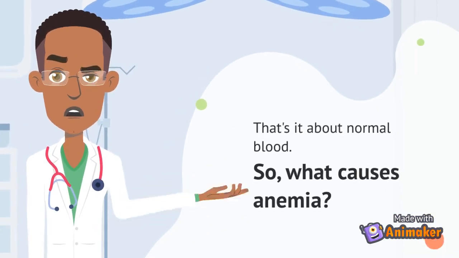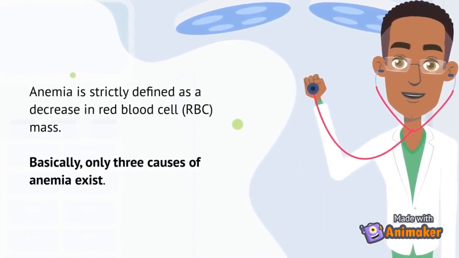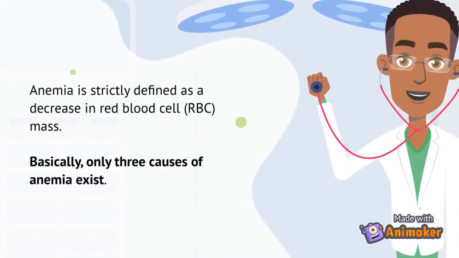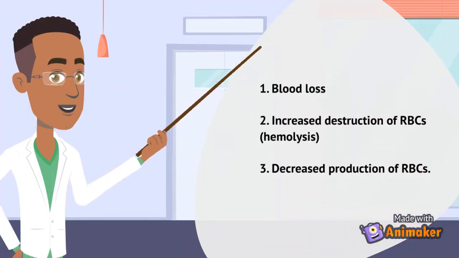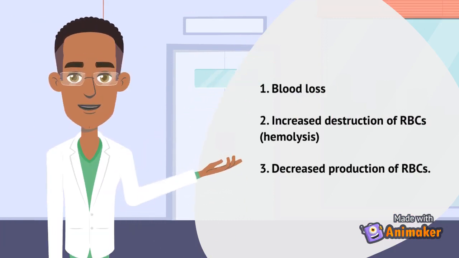So, what causes anemia? Anemia is strictly defined as a decrease in red blood cell mass. Basically, only 3 causes of anemia exist. The 3 causes include blood loss, increased destruction of RBCs, and lastly decreased production of RBCs. Each of these causes includes a number of disorders that require specific and appropriate therapy.